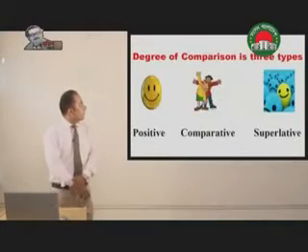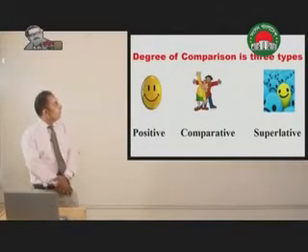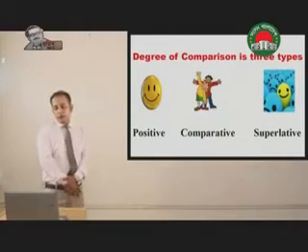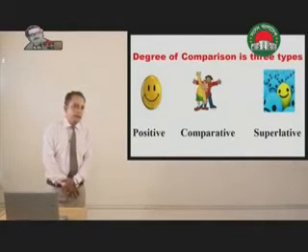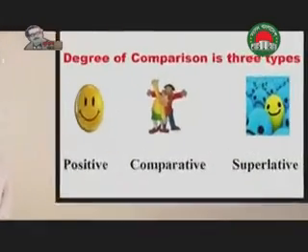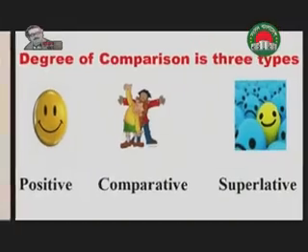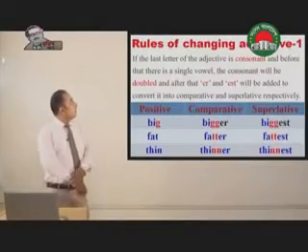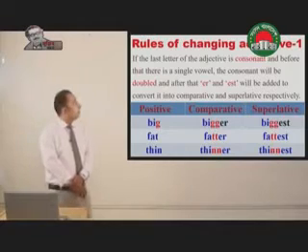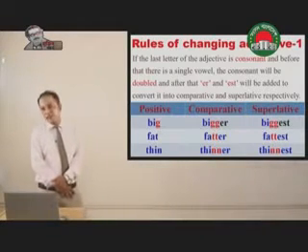Okay, dear students, let's have some more examples. Degrees of comparison is of three types. How many types? Three types. First one is positive, singular. The second one is comparative. You can see the image, two images. And the third one is superlative, many images, comparison between many persons or things. Comparative is comparison between two persons or things, and positive is singular. Okay. Now, dear students, we will learn some rules of changing adjectives.